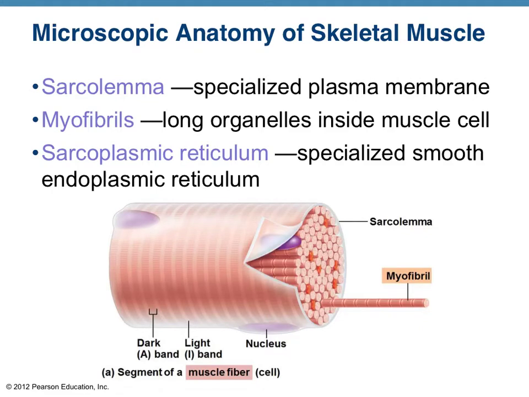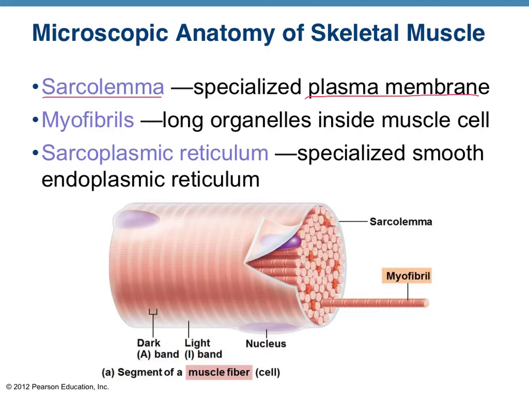So here we're looking at one muscle fiber. The muscle fiber itself has a specialized plasma membrane, or in other words, a specialized cell membrane. That special name is a sarcolemma. The myofibrils are the organelles that are inside the muscle cell or the muscle fiber itself. These are actually the long organelles or the long cell parts that do the shortening.